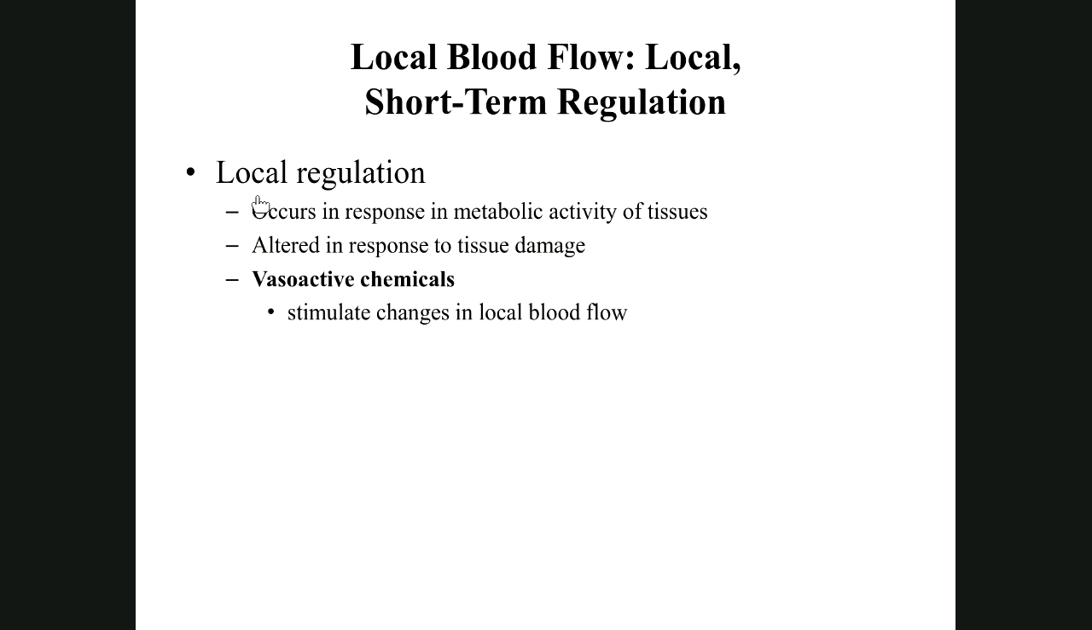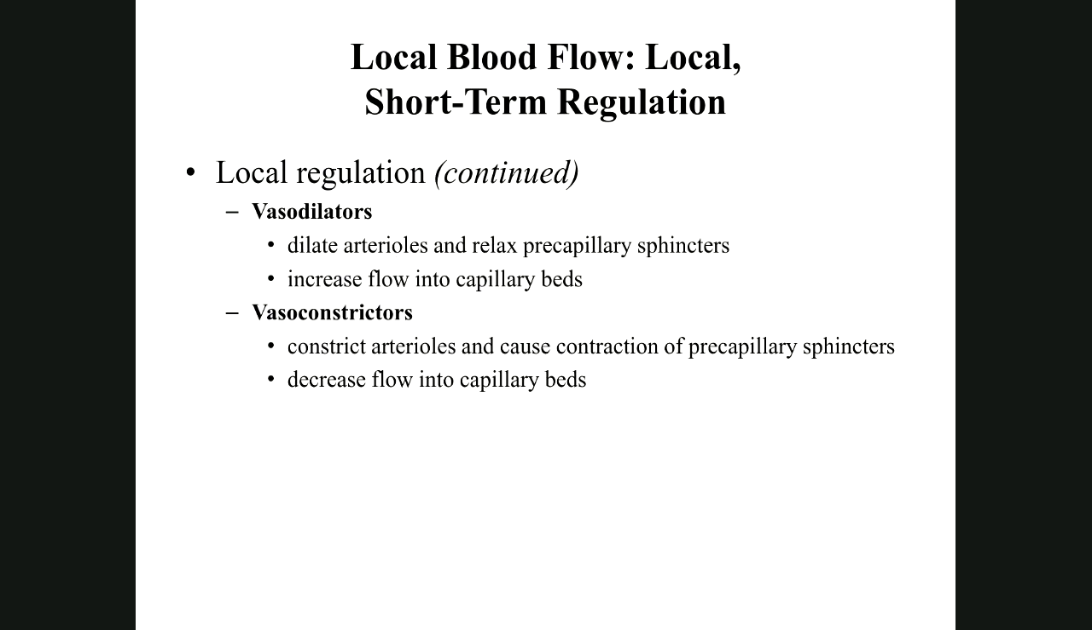So it's local. And again, you don't have to worry about vasoactive chemicals, but certain chemicals make blood vessels open or close. A vasodilator is the chemical that's going to open a blood vessel, and a vasoconstrictor is a chemical that's going to cause that blood vessel to close. Now let's think about it. If we open the vessel, we're going to increase flow. And if we close the vessel, we're going to decrease flow.